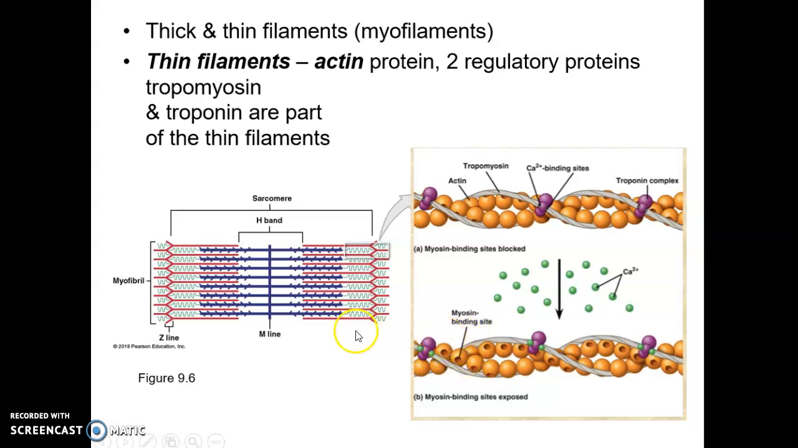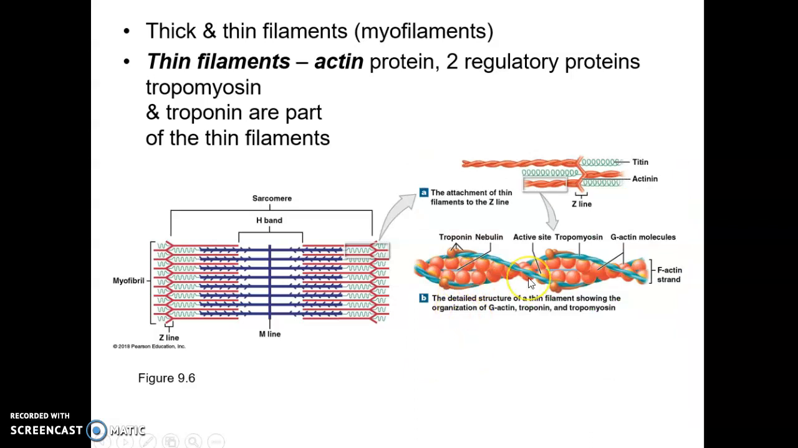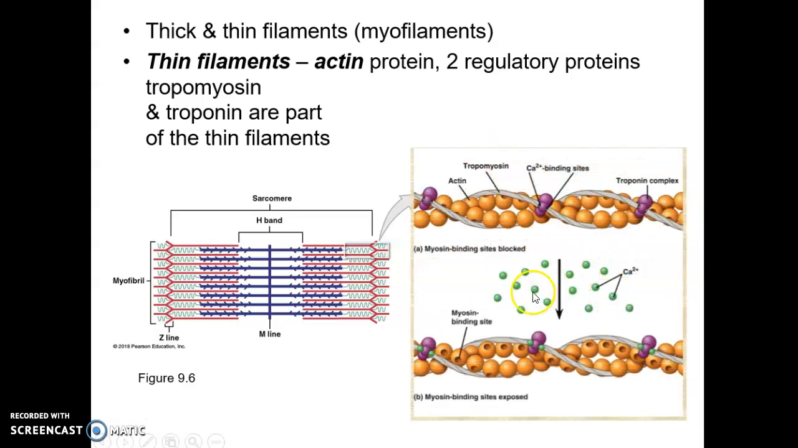The myosin heads are on the thick myosin filaments. And these little bumps that you see here sticking up are the myosin heads that will latch on to the myosin binding sites on actin here as soon as calcium floods into the area, latching onto troponin, shifting tropomyosin, exposing the myosin binding sites.